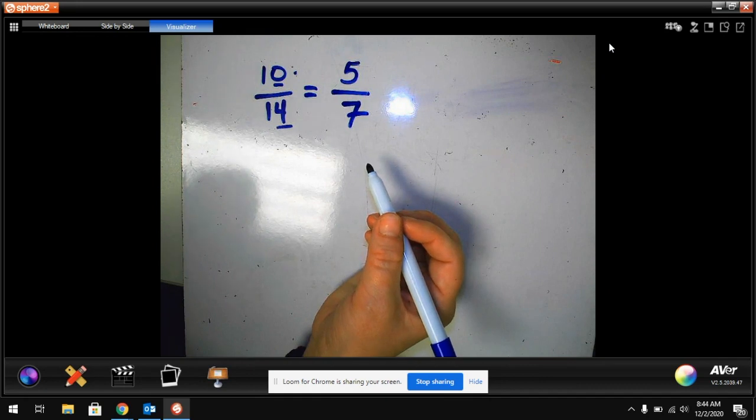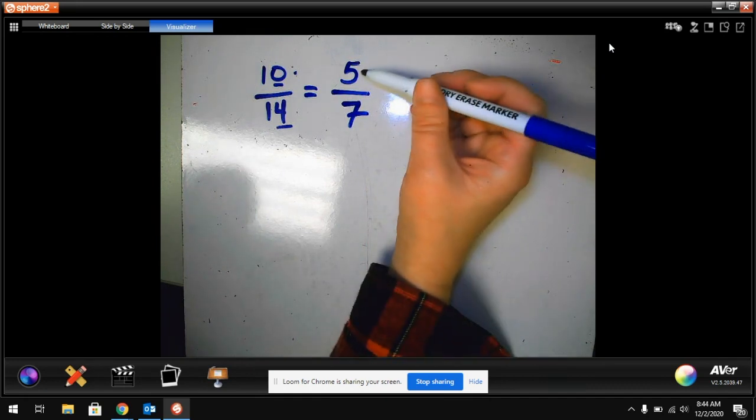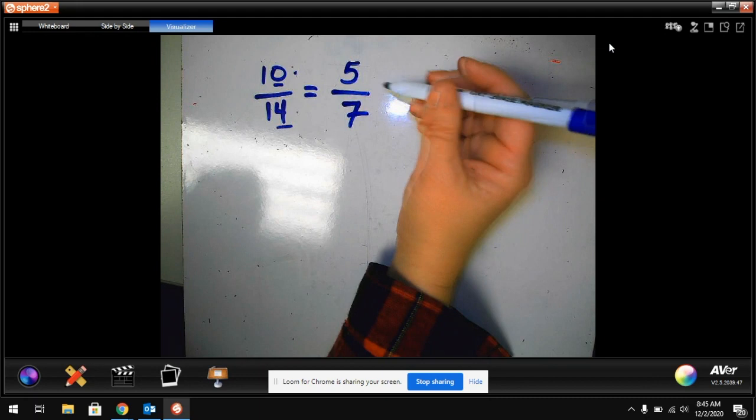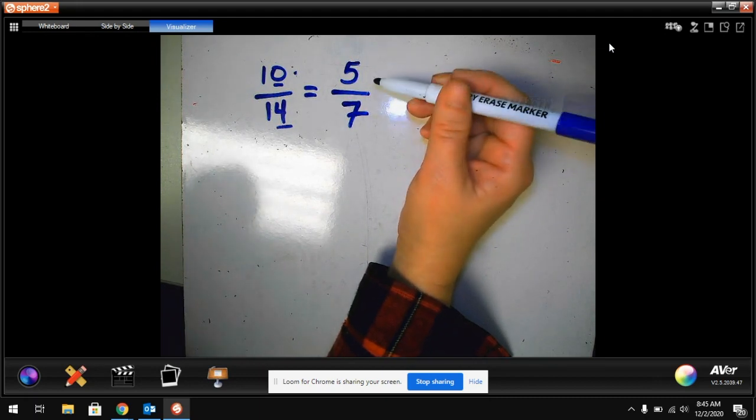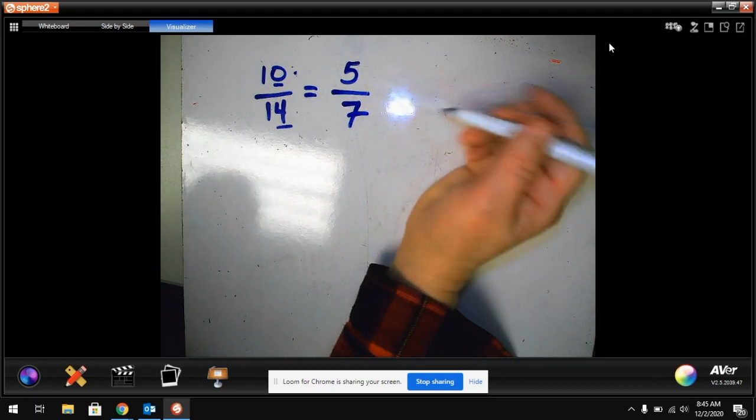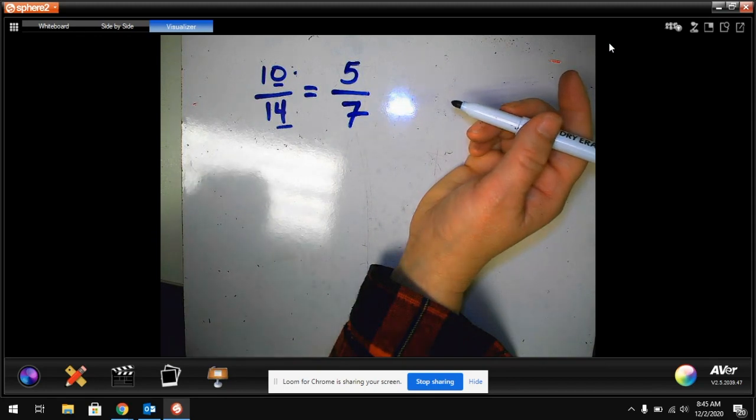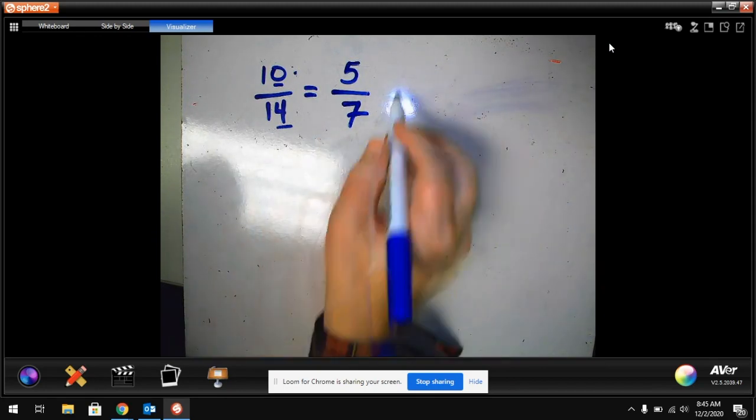They're equivalent. 5 is a prime number, 7 is a prime number. And they won't always end in prime numbers, but 5 and 7 do not have a common factor other than 1. So this is its simplest form, and this would be my answer.